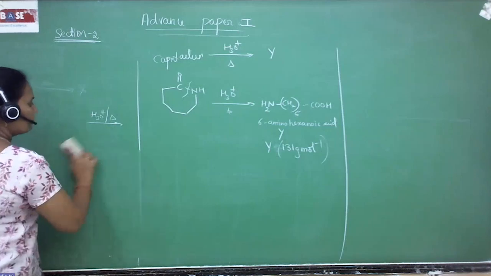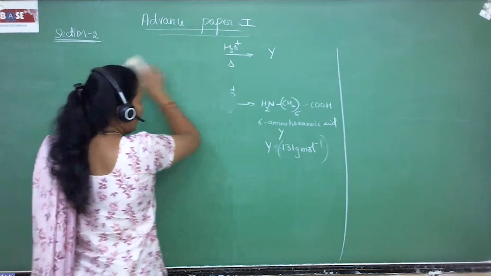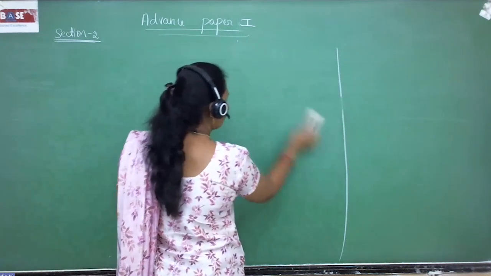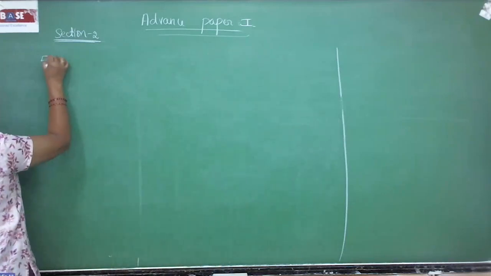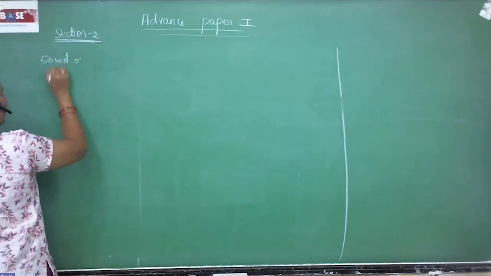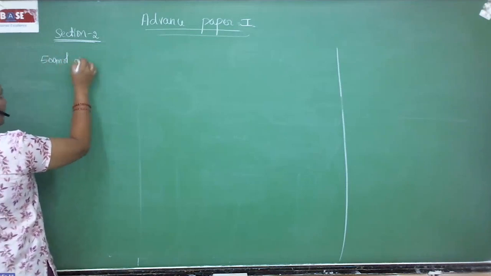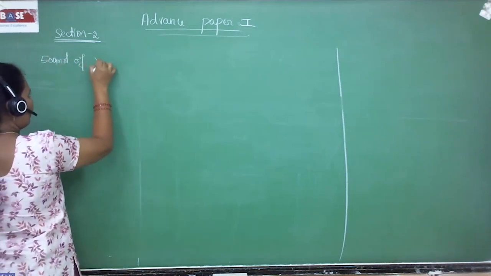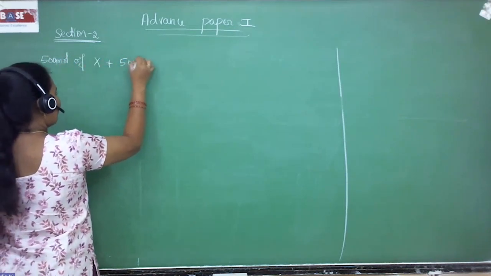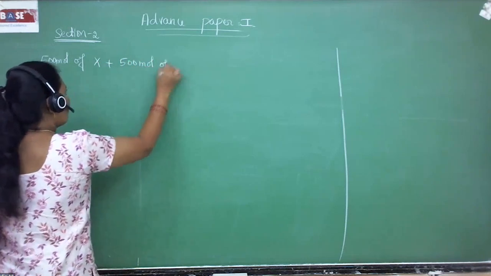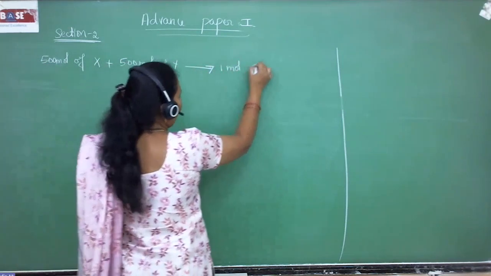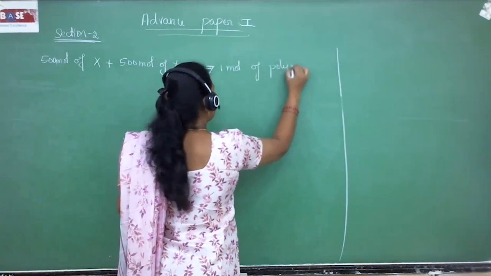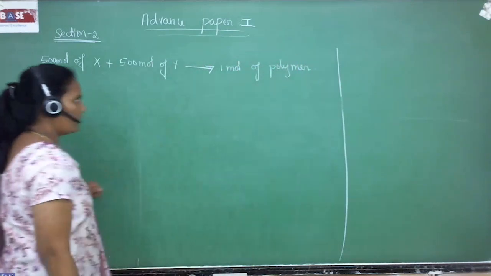They're saying that 500 moles of X reacting with 500 moles of Y give 1 mole of a polymer. That is 500 moles of X plus 500 moles of Y to give 1 mole of polymer. This is what is given.